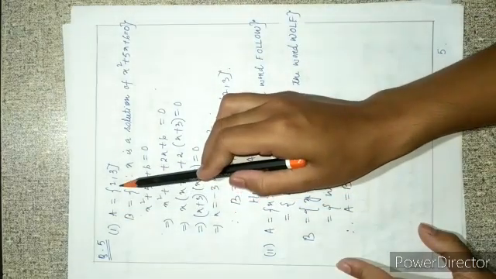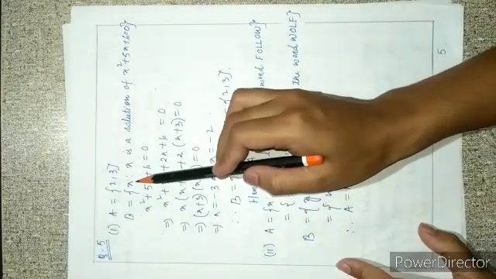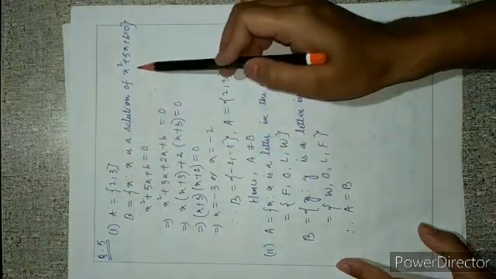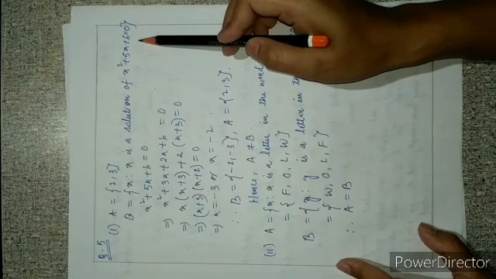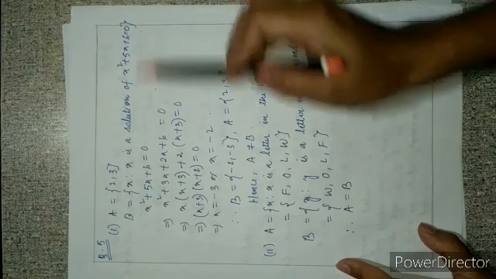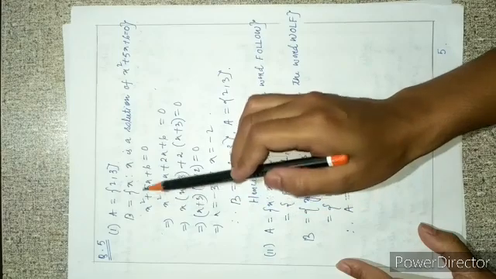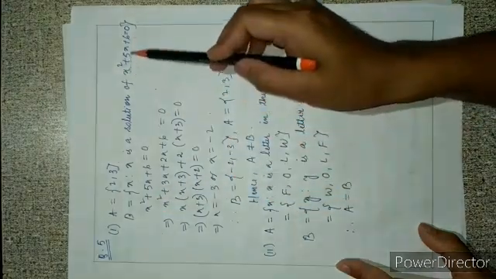Set A has the elements 2 and 3. Set B is x, where x is a solution of the quadratic equation x square plus 5x plus 6 is equal to 0. We first find the solution of the quadratic equation.